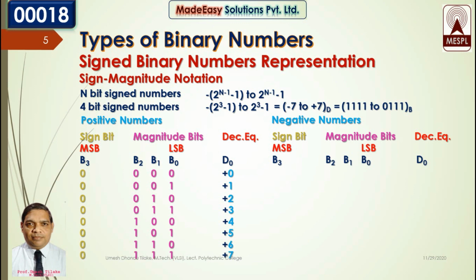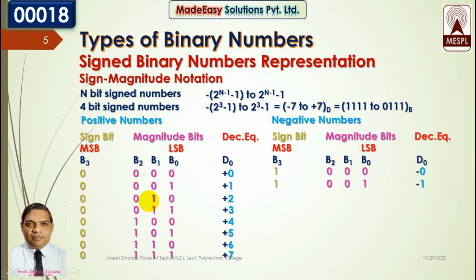Now we will write negative numbers. Here the sign bit, that is MSB and B3, is 1. So when MSB of a signed binary number is 1, it is a negative number. So here these combinations are repeated again, and B3 we will use as a 1. So our first combination will be 1000 and it is minus 0 in decimal. Our next combination, we will repeat these bits and B3 will be 1. So 1001 and it is minus 1.